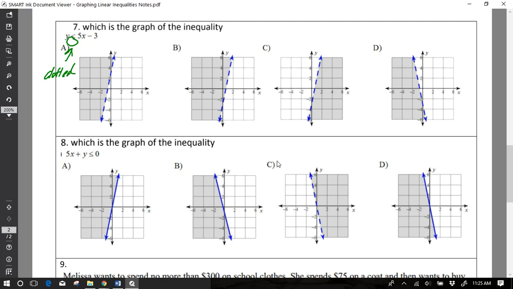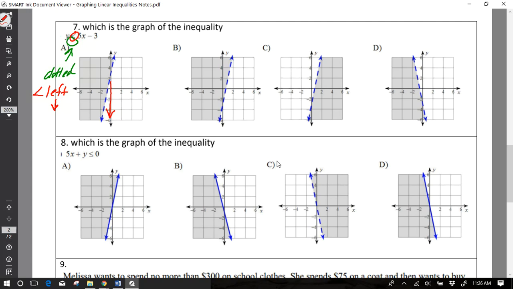So that's still important to know. Now, if I look at A, B, C, and D, all of them have dotted lines. So that doesn't help me in this situation, but it can sometimes. The second thing I'm going to look for is the inequality. The inequality is facing left, so the shading will be less or down, okay?